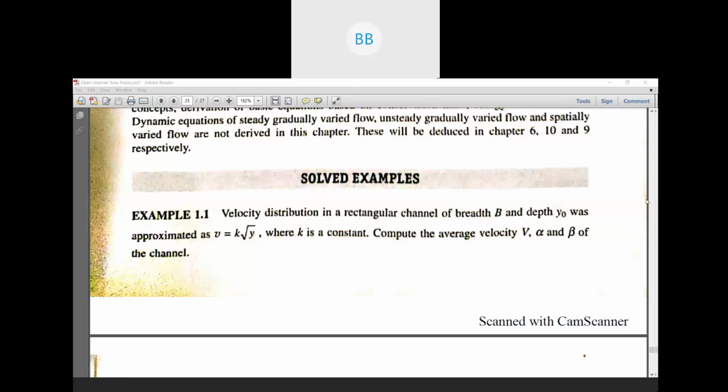Okay, if you don't have any doubts, then we will continue with solving a few numericals related to your energy coefficient, momentum coefficient, and average velocity.